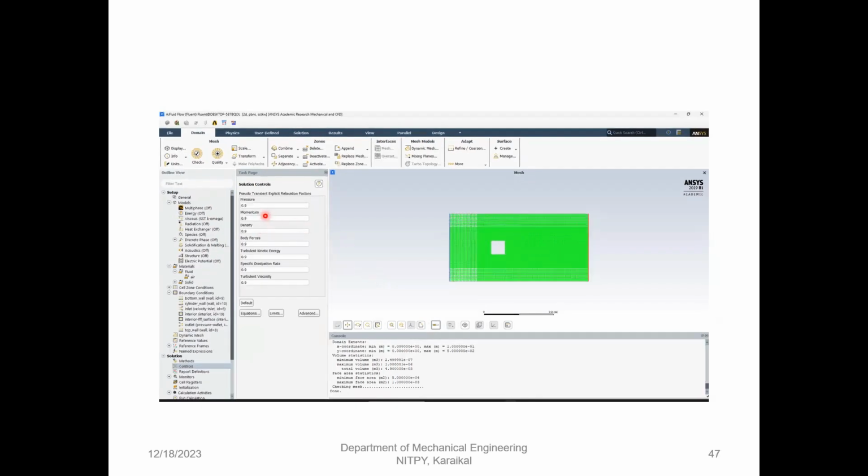And this is going to be the solution controls. How many iterations there will be depends on the previous time step. That way, you can have it here. You can reduce it if it's diverging.